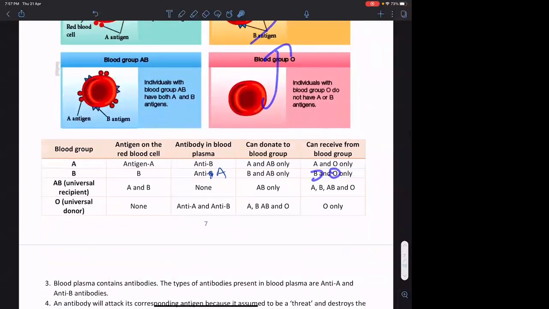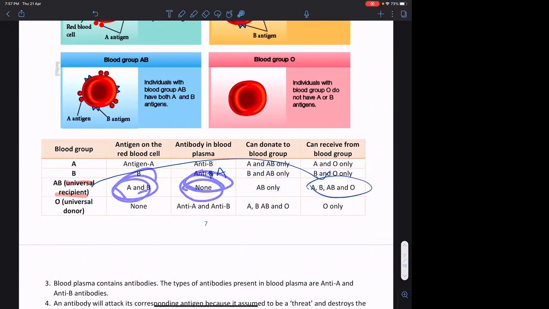All right, so for AB, there's a name here. Please highlight this word. We call AB universal recipient because they can receive from everyone. AB is the selfish fella. They can receive from everyone, but they can only donate to AB. You see how selfish they are? Because they have both antigens, they don't fight anyone. They have no antibody.